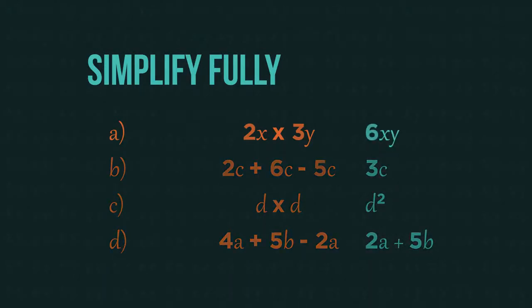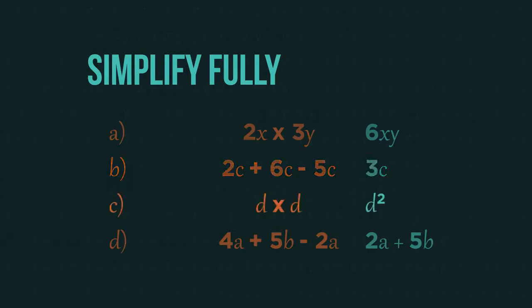For the first one, we just do 2 multiplied by 3 is 6 and remove the multiplication sign, so we get 6xy. In the second one, we group the same letters together. So 2 plus 6 minus 5 gives us 3c.